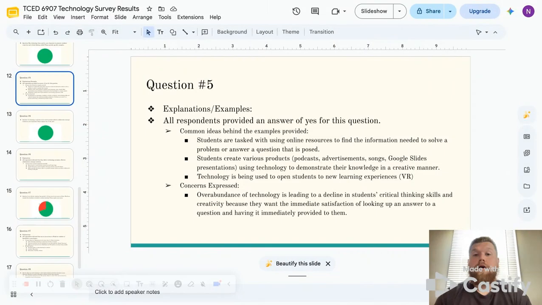Once again, there were concerns expressed when it comes to the overabundance of technology, specifically when it comes to critical thinking skills and creativity. There is concern among some of the respondents that the overabundance of technology is creating a situation where students are looking for immediate satisfaction by looking up an answer and having it immediately provided to them. They're not so willing to engage in the critical thinking process or in creativity to demonstrate their knowledge, since they can have it right at their fingertips.